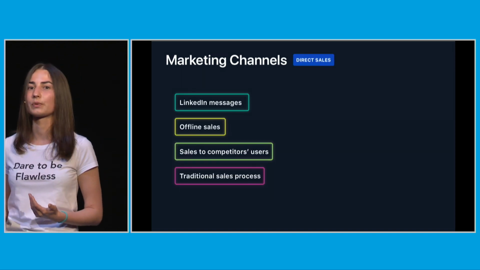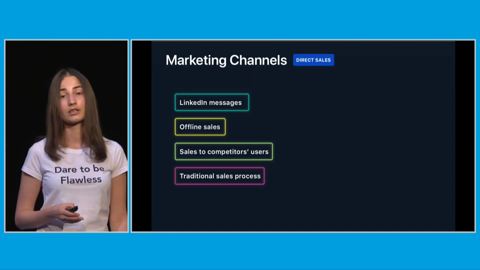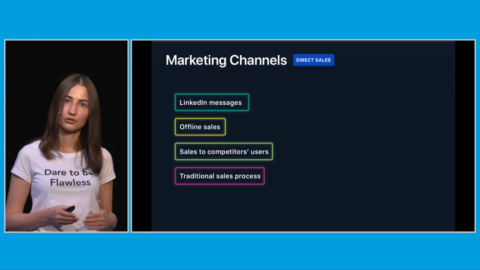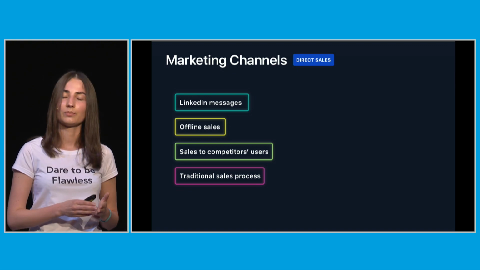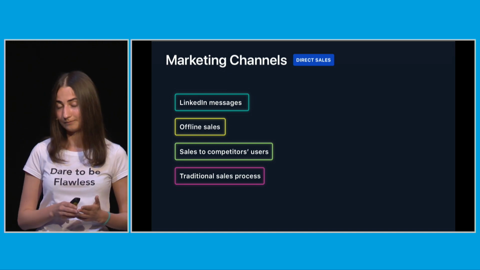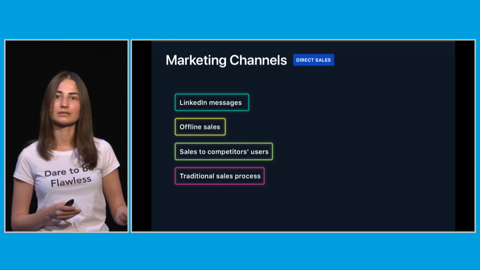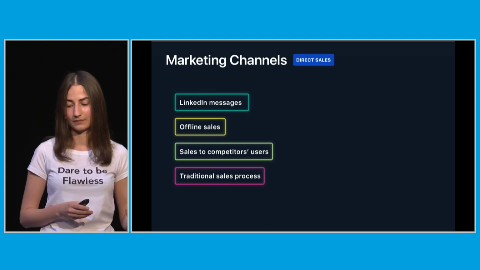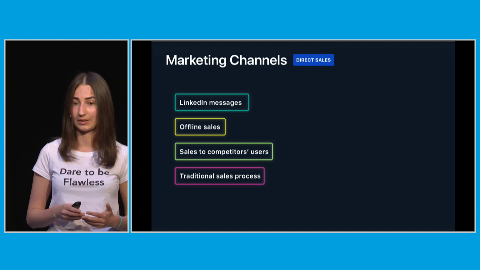First of all, you can work with LinkedIn. It's an appropriate channel for business communication. So you can find people similar to your user persona. You already know your users. And you can build a simple pipeline via LinkedIn Sales Navigator. You can use offline sales. It's demo meetings or showcasing your product. You can reach out to competitor users and propose your app to them as well.